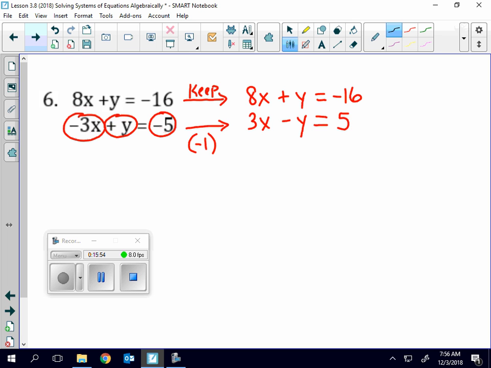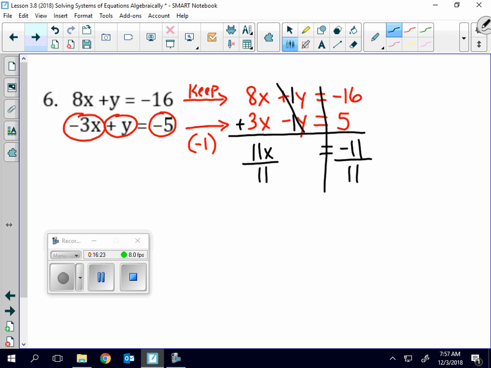Now we can add them up, because now the y's will cancel out. This positive 1y and negative 1y goes away. That's 0. Okay, so 8x and 3x is 11x. -16 plus 5 is a -11. And we will need to divide by 11, and I just realized that I did something wrong earlier, but it had nothing to do with the problem. I'm sorry. All right, when I say divide by this, I get x equals -1.